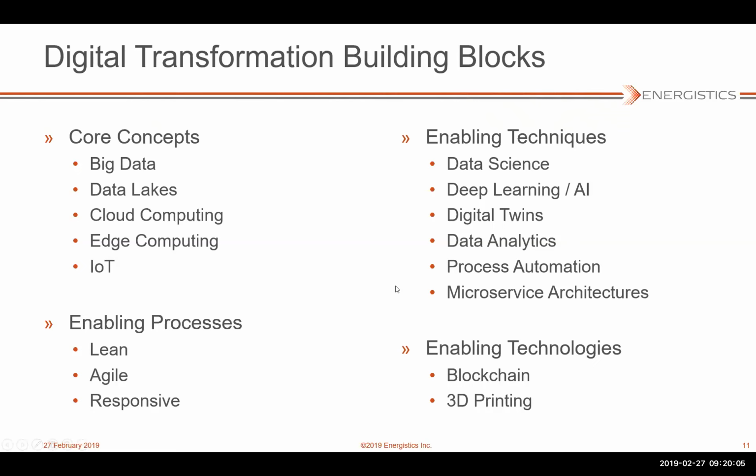And some techniques that people are applying, they're using data science, using deep learning, they're taking advantage of digital twins to understand what's happening in reality based on models and data. They're using, of course, data analytics, they're automating and mechanizing processes, they're using microservices architectures to help things scale out and be more dynamic and robust and easily replaceable.